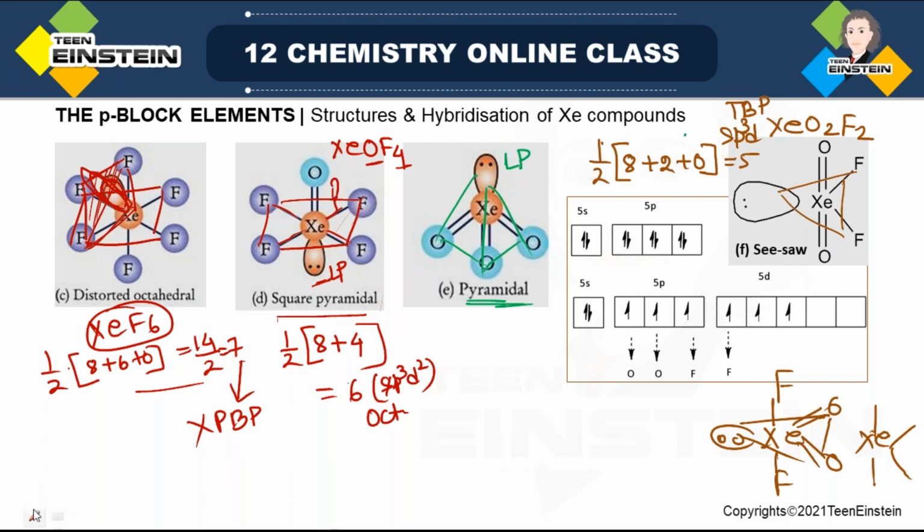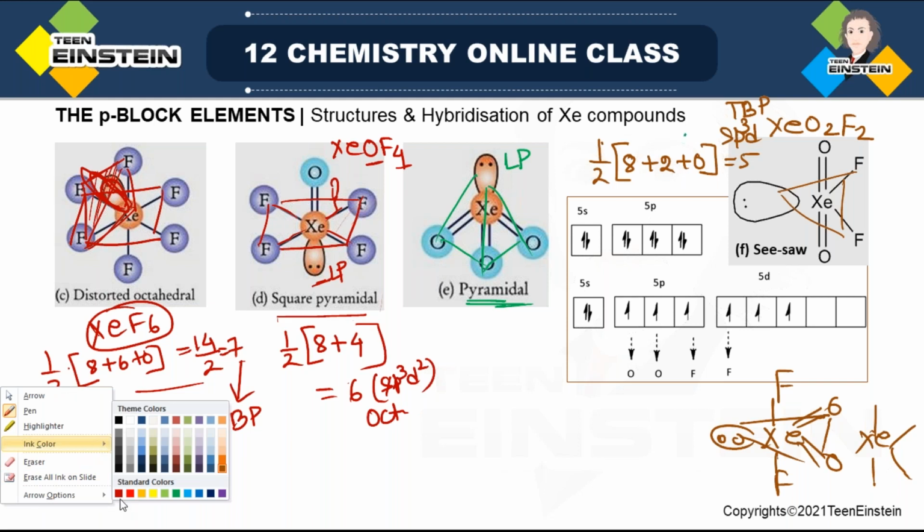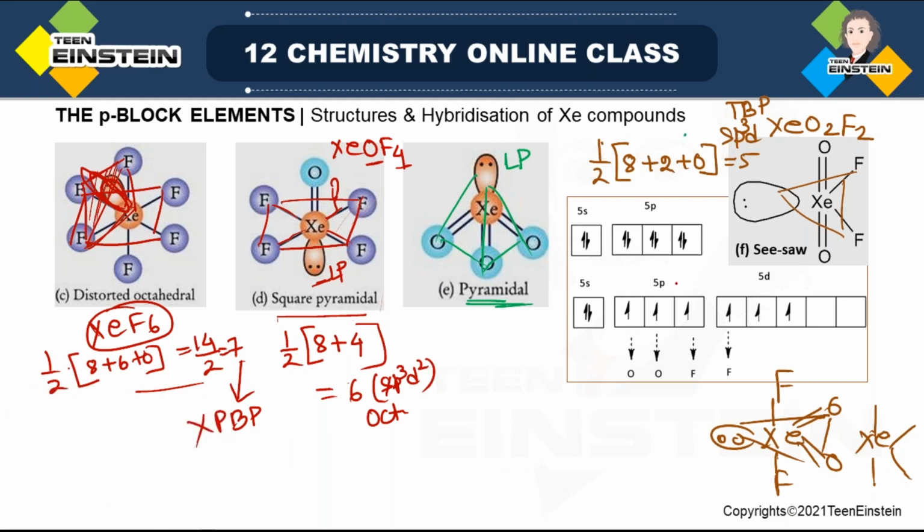Now here the electronic configuration is also written, so there is another way to find it out. For xenon, it is 5s2 5p6. This is the ground state configuration. But in the excited state, how many sigma bonds are there? 2 sigma bonds with fluorine, 2 sigma bonds with oxygen. That means 4 sigma bonds are required.